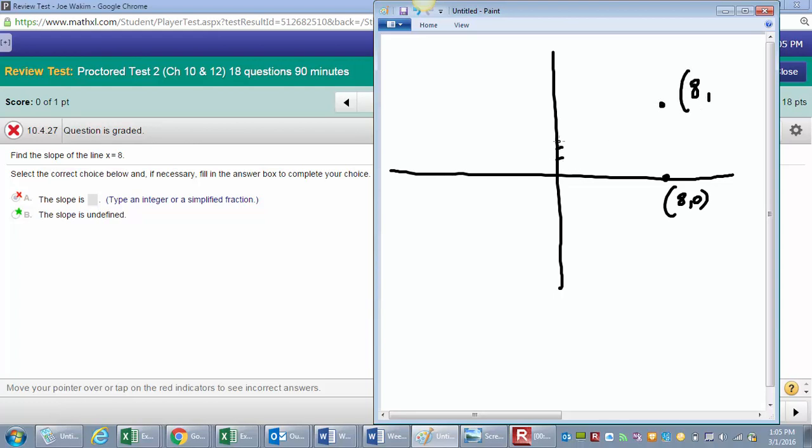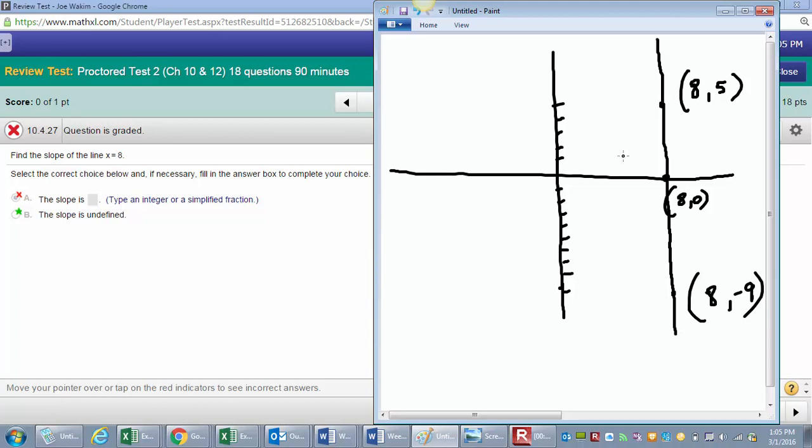Let's see. 1, 2, 3, 4, 5. 8, 5. Let's try a point here. x is 8. Let's see what y is. Negative 1, negative 2, negative 3, negative 4, negative 5, negative 6, negative 7, negative 8, negative 9. So anytime you have x equals 8, the y can be any value, but x is always 8. And you notice it will fall on a vertical line. And that would be the graph of this line. It must be a vertical line where x is always 8.